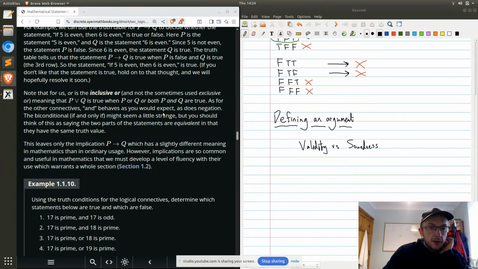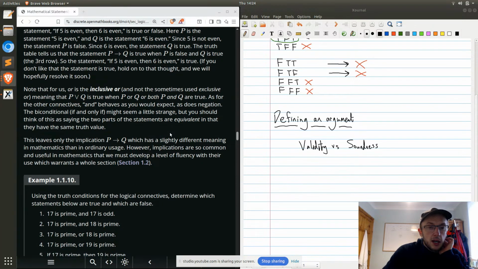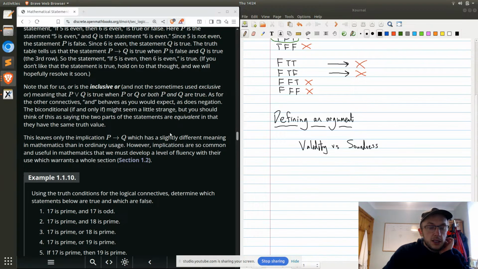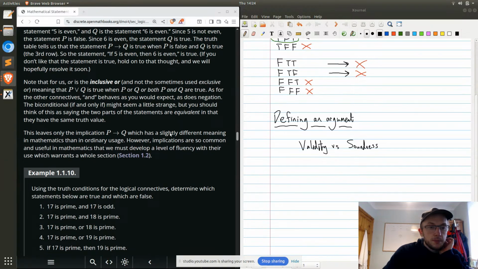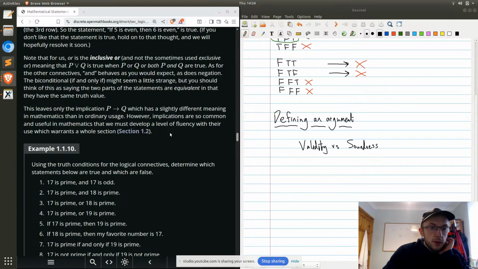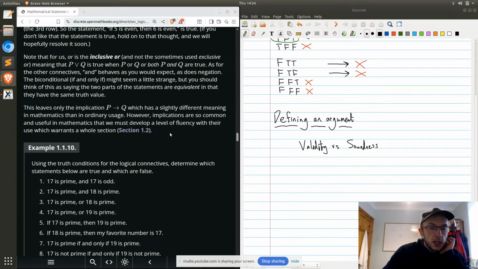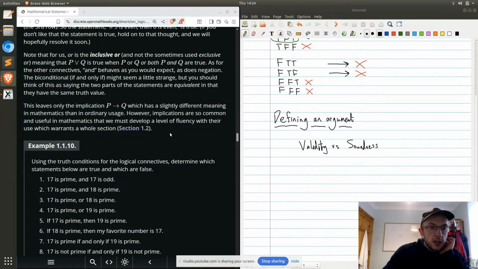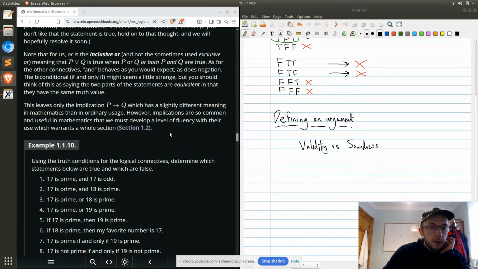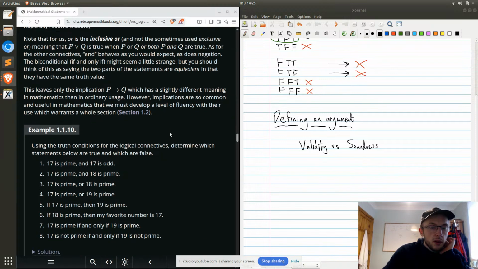As for the other connectives, and behaves as you would expect, as does negation. The biconditional, if and only if, might seem a little strange, but you should think of this as saying that the two parts of the statements are equivalent in that they have the same truth value. This leaves only the implication P implies Q, which has a slightly different meaning in mathematics than in ordinary usage. However, implications are so common and useful in mathematics that we must develop a fluency with their use, which warrants a whole section.